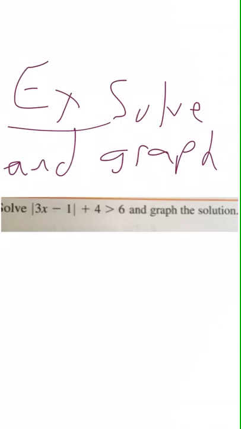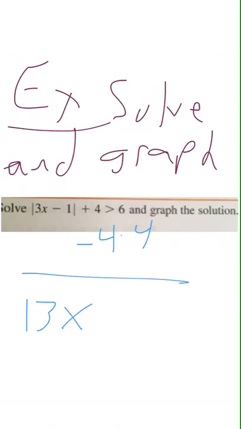Alright, so here's an example of when you would use it. Solve this absolute value inequality. The absolute value of 3x minus 1, plus 4, is greater than 6. If you subtract 4 from both sides, we can get the absolute value by itself. The absolute value of 3x minus 1 is greater than 2. So we can do the same thing we do with the absolute value equations. We can split them up into separate inequalities.